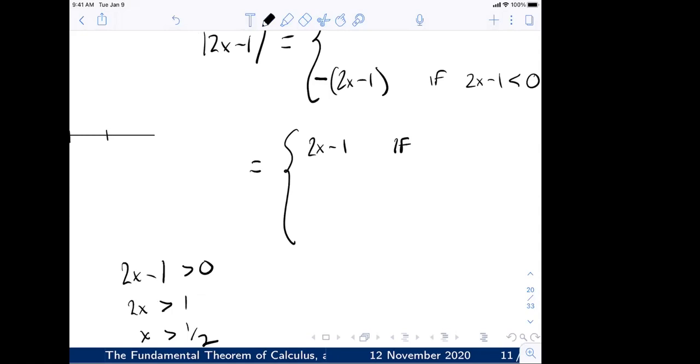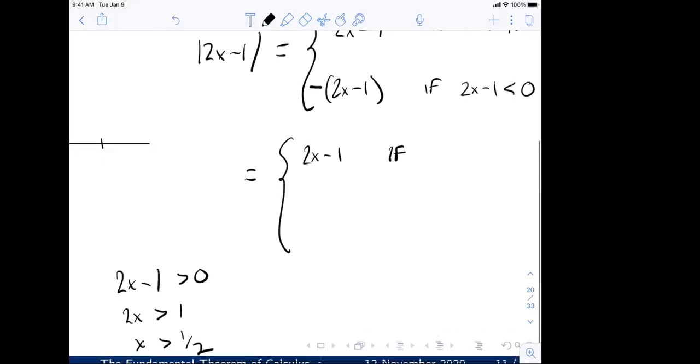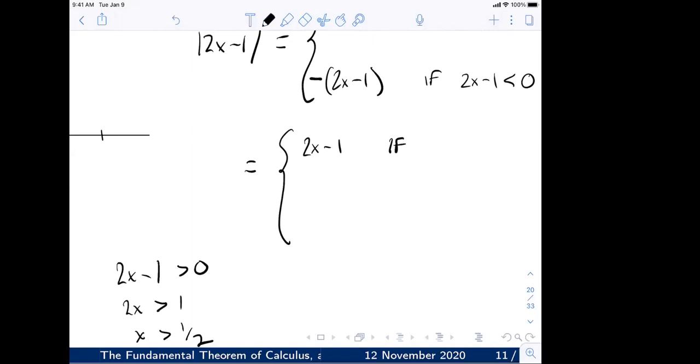Okay. So that means the absolute value of 2x minus 1 is just 2x minus 1 if x is bigger than 1/2. And if I distribute the negative, it's 1 minus 2x if, well, if you do the same thing with this inequality, you'll find out that x has to be less than 1/2.